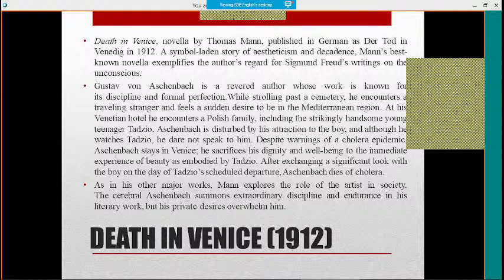So it was not Thomas Mann who first talked about homosexuality. We have Dorian Gray. You remember that play, right? It was written by Oscar Wilde. Oscar Wilde's The Picture of Dorian Gray also talks about a homoeroticism theme that we can see.